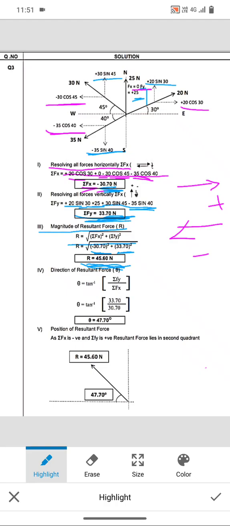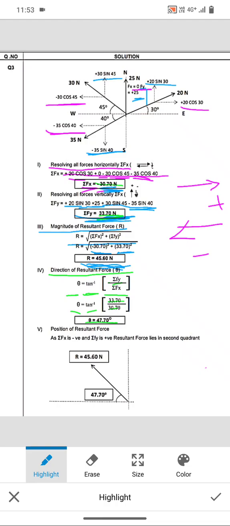Next is the direction of the resultant force, denoted by theta. The formula is theta equals tan inverse of summation Fy by summation Fx. Putting the values in the equation, theta equals tan inverse of 33.70 over minus 30.70. In modulus, all signs become positive. Then theta becomes 47.70 degrees.